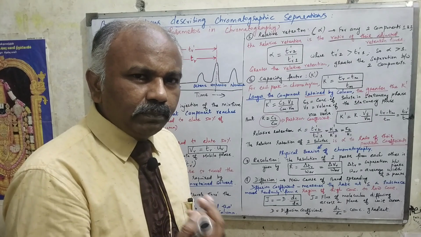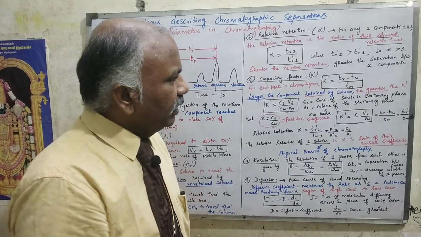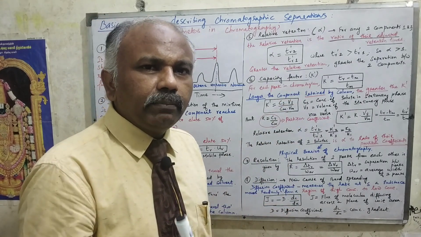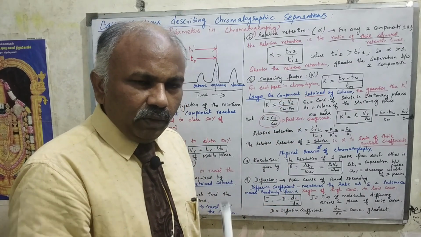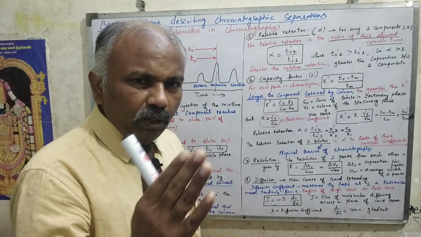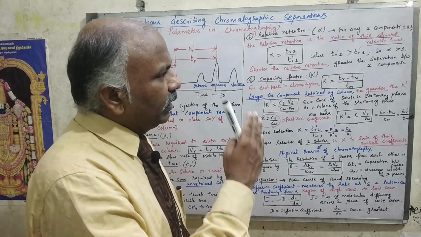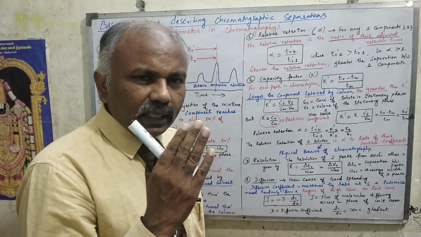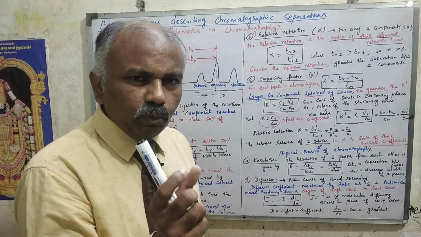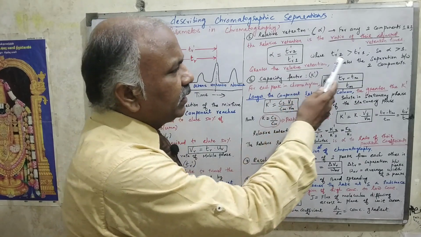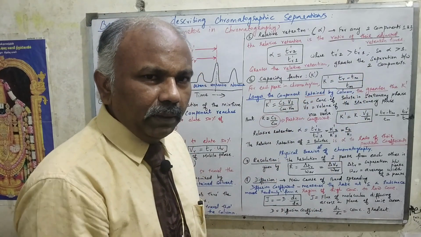So what is the observation from this relative retention? The greater the relative retention value, the greater the separation between two components. If you have two components giving two different peaks and the alpha value is greater, you can simply say that the separation between the two components will be better. So the greater the relative retention, the greater the separation between two components.